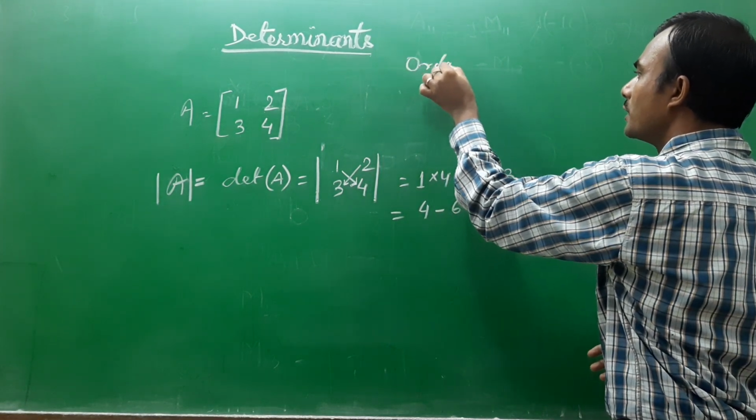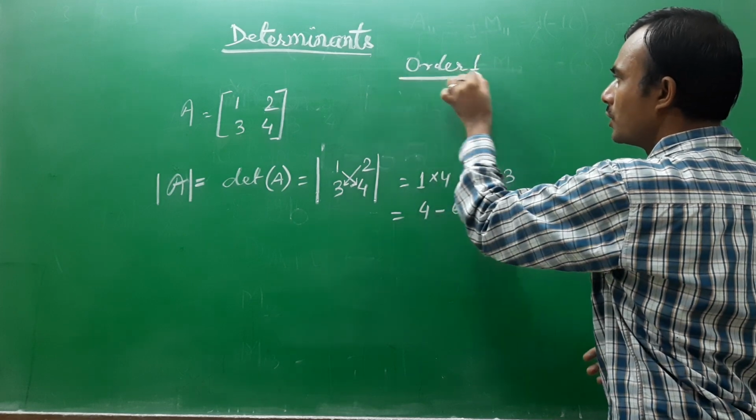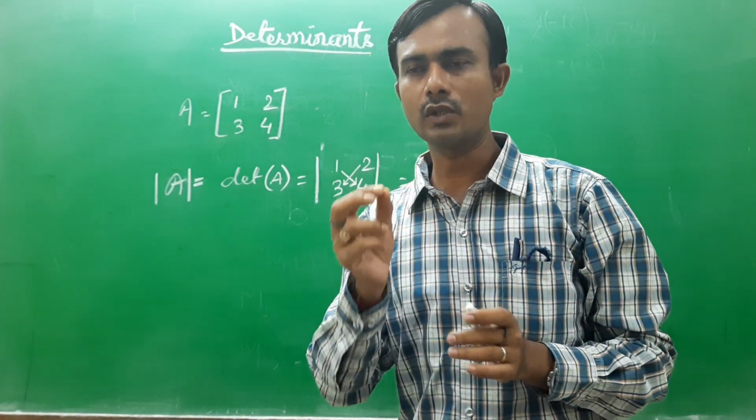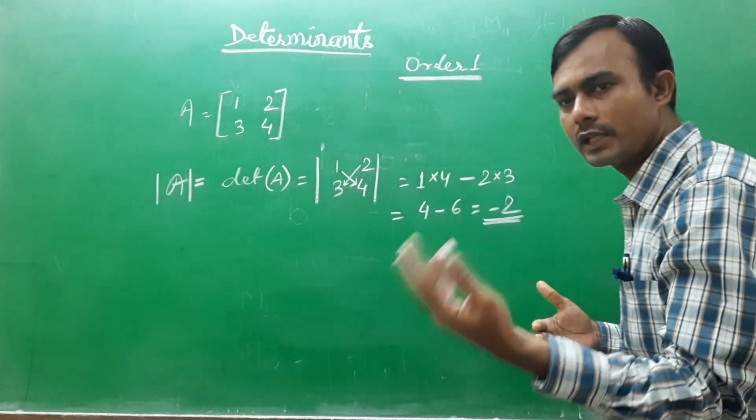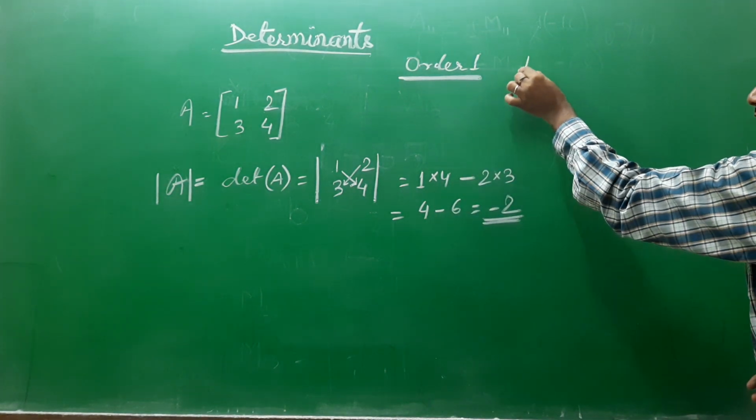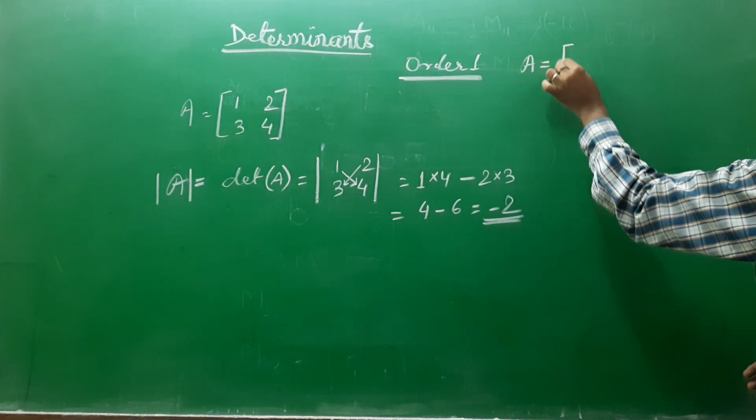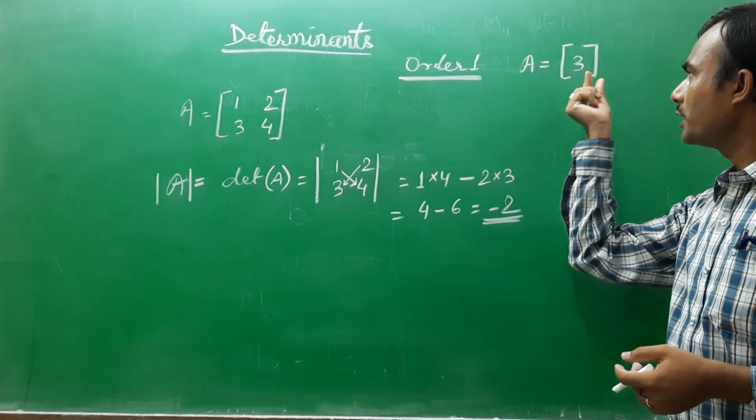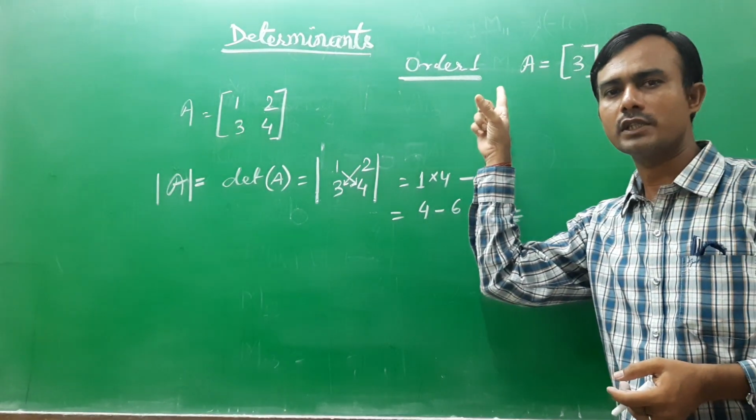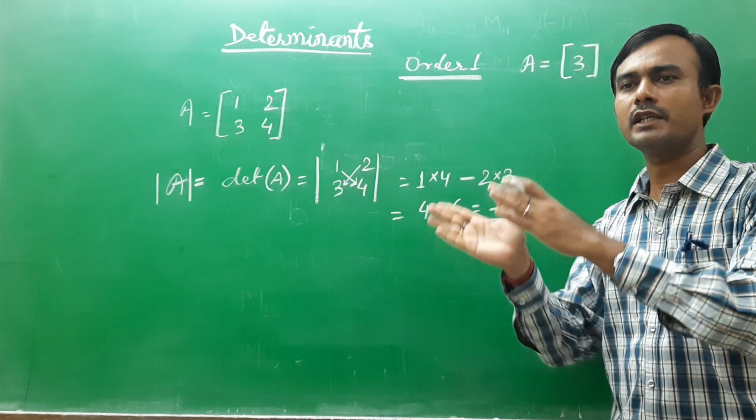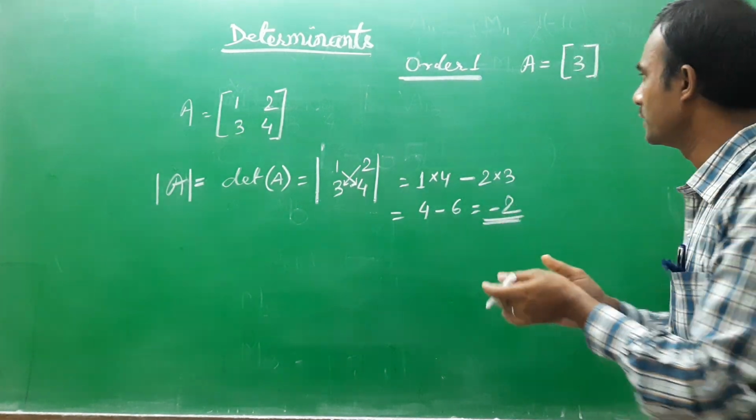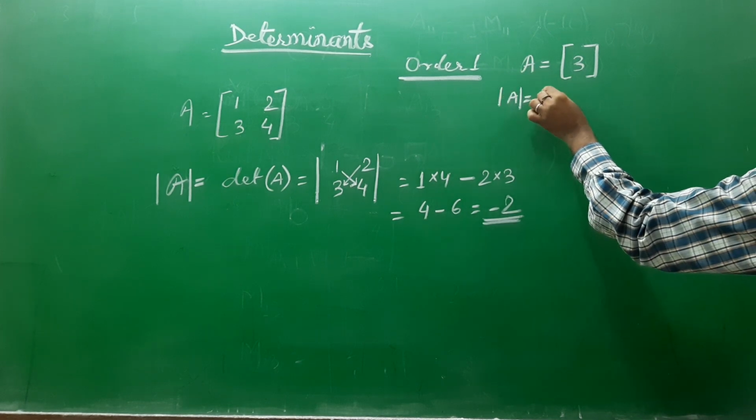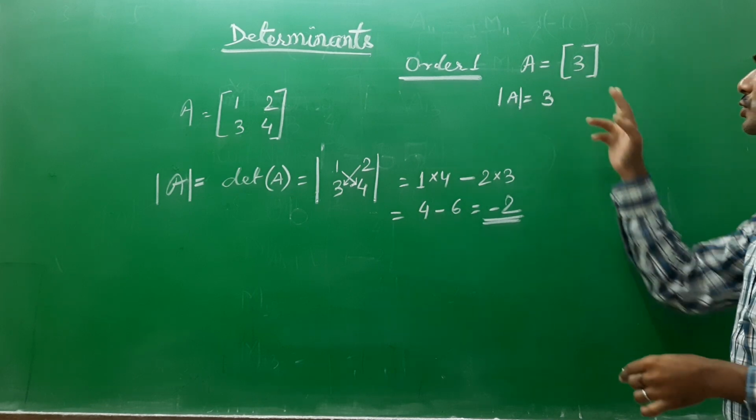If the order is 1, that means only one element, 1 row and 1 column. Consider the example where the matrix has the element 3. Look here, only one number, 3, is associated with matrix A. So directly, determinant of A is 3, because only this number is associated with the matrix.